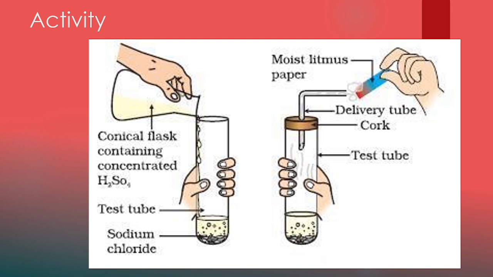Whereas when it comes in contact with the water, it will dissociate to form H plus aqueous and Cl minus aqueous. As a result, it starts showing the acidic property and changes the blue litmus color into red.